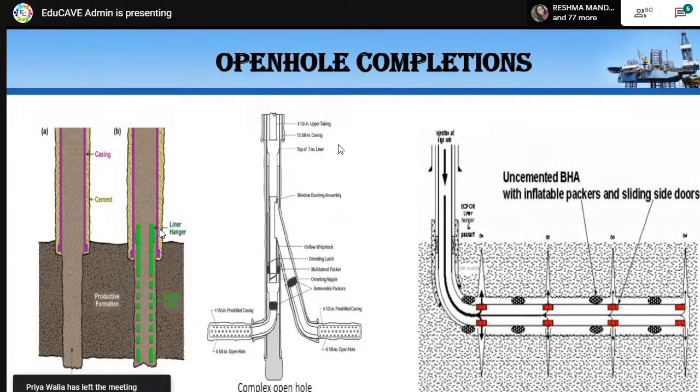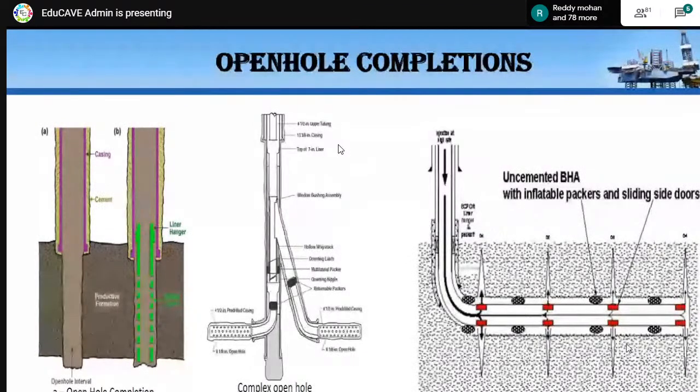Again, in the middle you see there are complex open hole completions as well. There could be some multilateral wells where you would like to go for open hole completion. So you see slotted liners, liner hangers are there, and then we are going into two different zones and putting a slotted liner. Again, towards the extreme right, there is a horizontal section, which is completed with open hole.